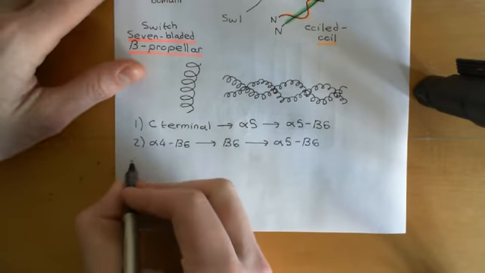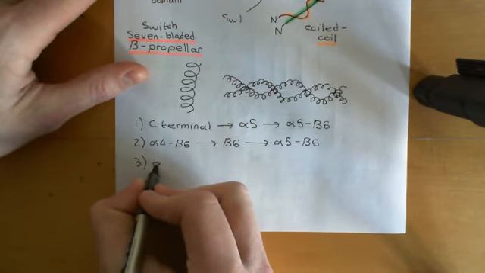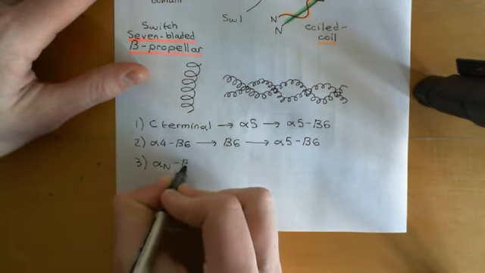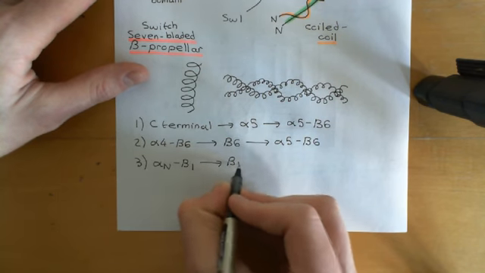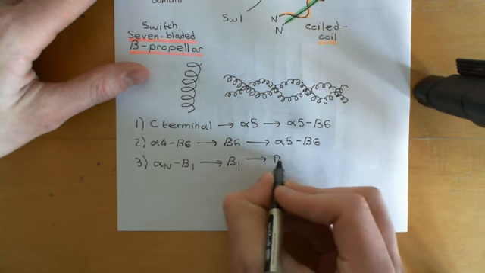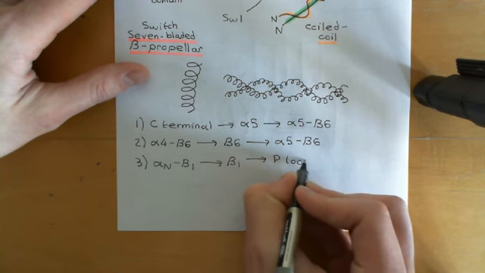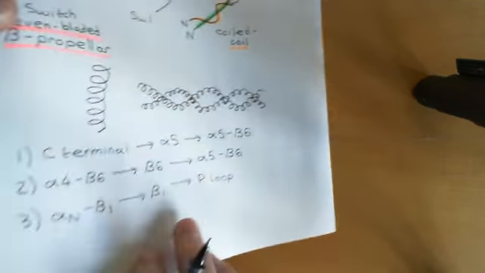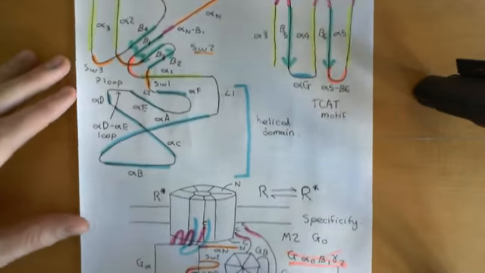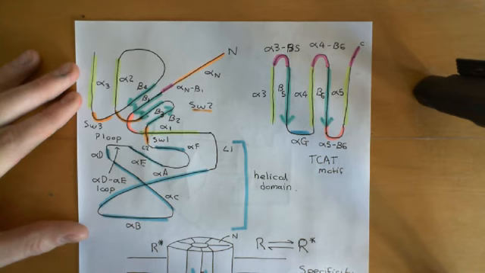Okay, right, so let's add that on. Okay, so alpha N beta 1 binds to the G protein coupled receptor. This transmits a conformational change down beta 1 to the P loop, and then of course that's part of the guanine nucleotide binding pocket as well. So there's another way we get a conformational change in the guanine nucleotide binding pocket.